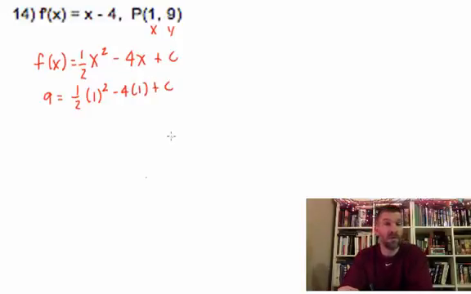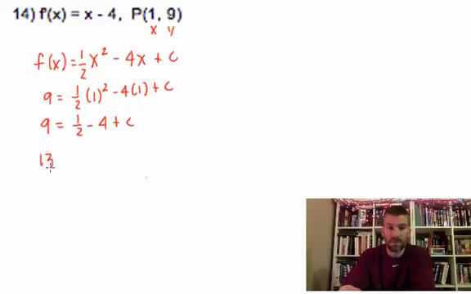Now, the only variable I have left is this c, and so what can happen is I'm going to get a specific function whose derivative is going to be x minus 4. So I'm just going to solve this out for c now. It's the only variable that I have left. So 9 equals 1/2 minus 4 plus c. I don't know why I did this. I just went ahead and added 4 to both sides.